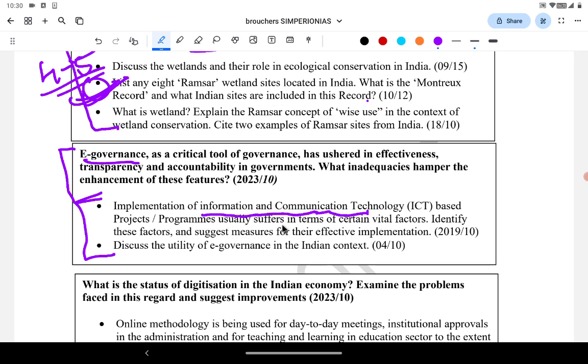See here, programs suffer from certain vital factors. Here it says there are few challenges they suffer from. In the 2019 question, it says they suffer from some vital factors. How to overcome it? The same question. These two are the same question. The utility of e-governance in India, even that question is asked. So e-governance is asked many times in the PYQs.